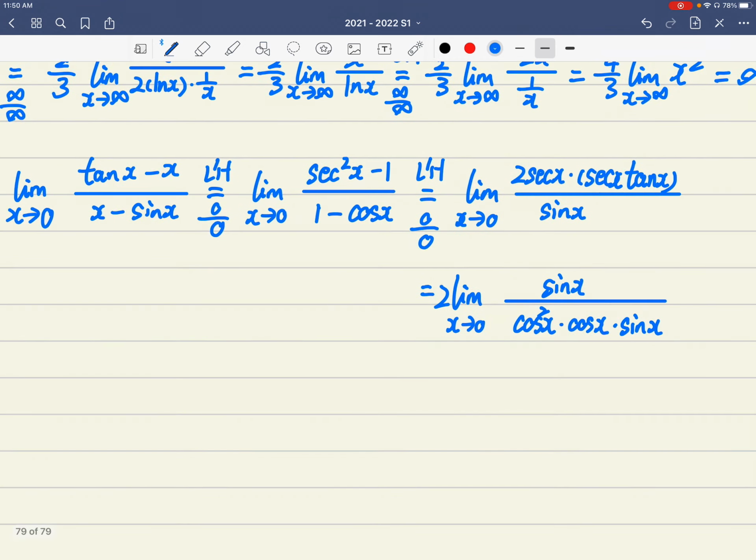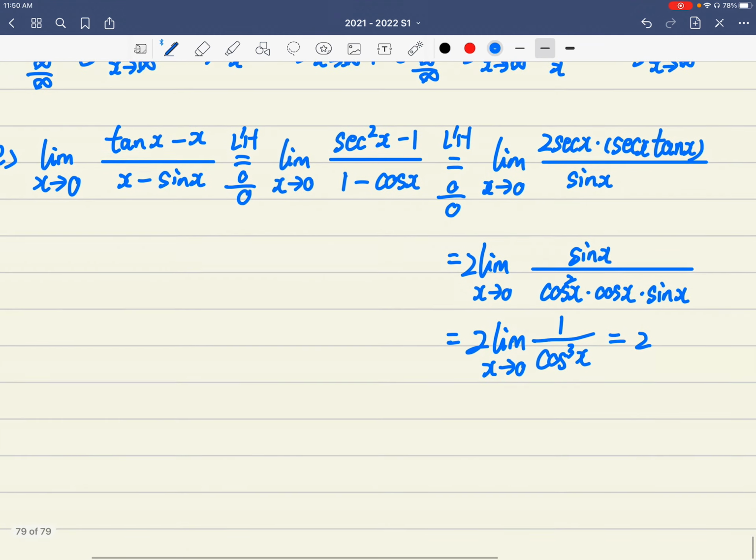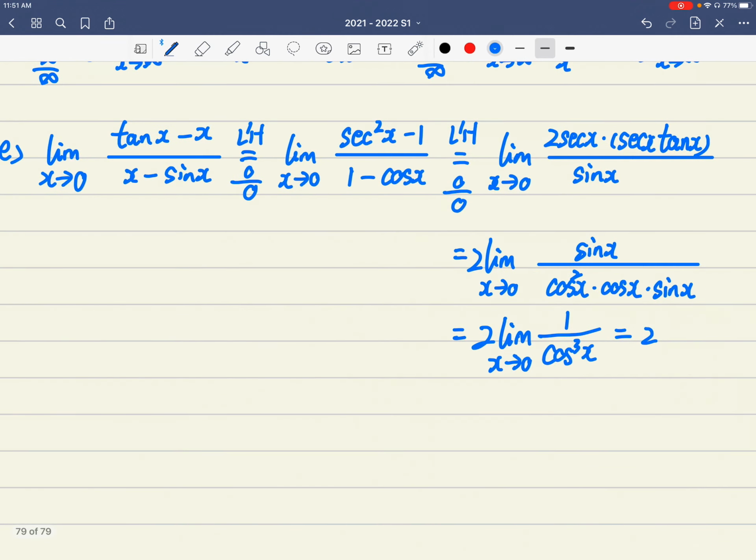Okay, and now the top and bottom cancel out. So it's 2 times the limit of 1 over cosine x to the power of 3. Then you do the substitution. Cosine 0 is 1, so this part is 1. So the result is just 2.